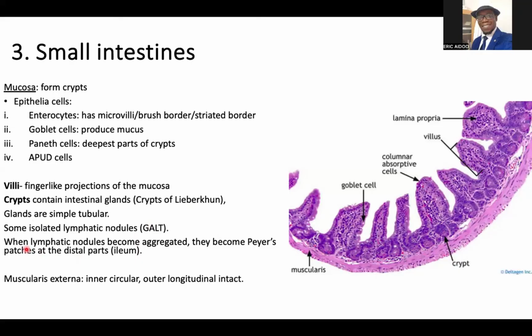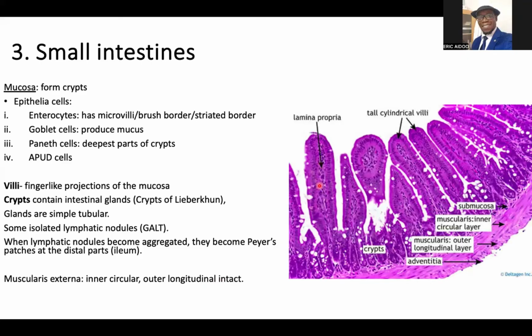Then when these isolated lymphatic tissues become aggregated, they become known as Peyer's patches. Instead of being isolated and sparse, when they become very aggregated, which means that they are a lot, we call that Peyer's patches. Then obviously the muscularis externa will be inner circular, outer longitudinal, which will be intact. When we go along, you get to know that in some parts of the large intestine, you don't have them intact.